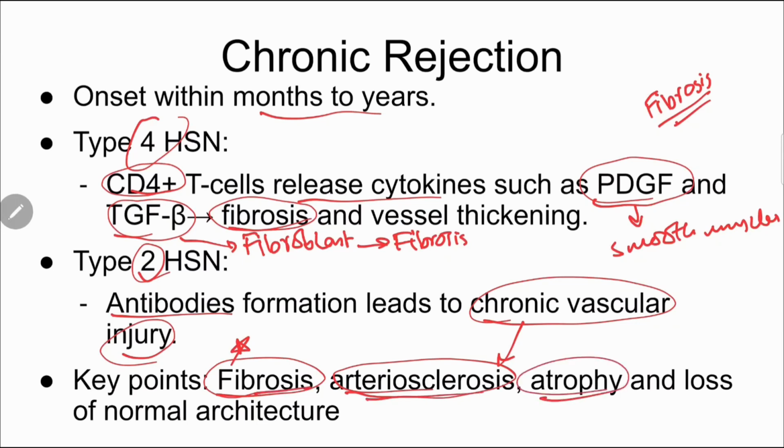So obviously when an organ or a graft is being damaged for a long period of time, for a chronic time, that graft undergoes atrophy and loss of normal architecture. So whenever you take a biopsy of the organ or of the graft, you will see that it does not have the normal architecture that it's usually supposed to have.